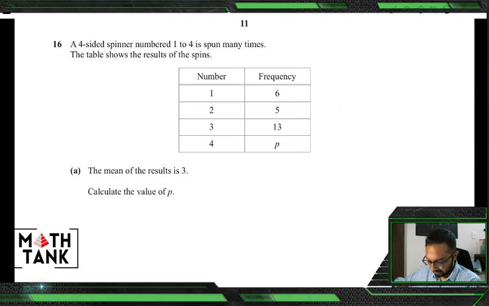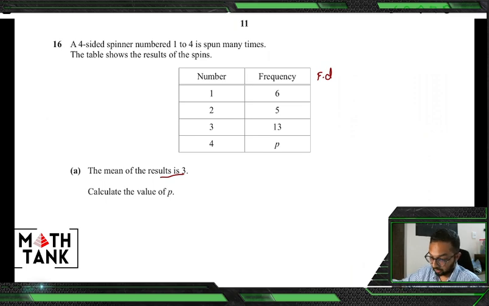Okay, moving on to the next question quickly. It says a four-sided spinner numbered 1 to 4 is spun many times. The table shows the results of the spins. The mean of the results is 3. Calculate the value of P.